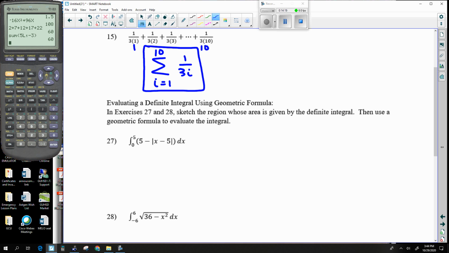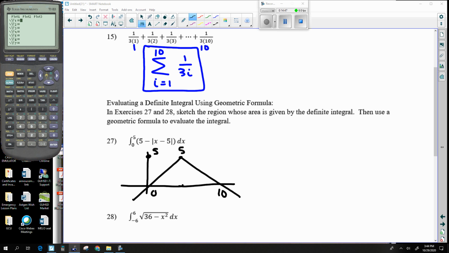Find the definite integral using a geometric formula. So that means these are going to be creating shapes. So here, this has a y-intercept of 5. X is positive 5, so it's moved over 5. It's going to be like that. And so this has a height of 5. This is at 0. This is at 10.